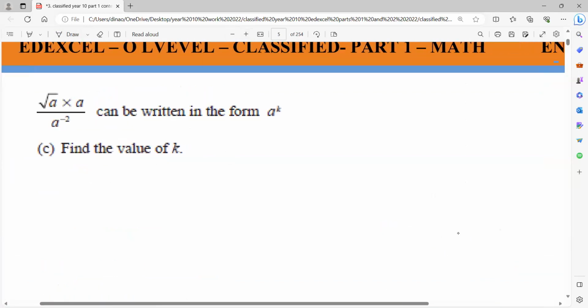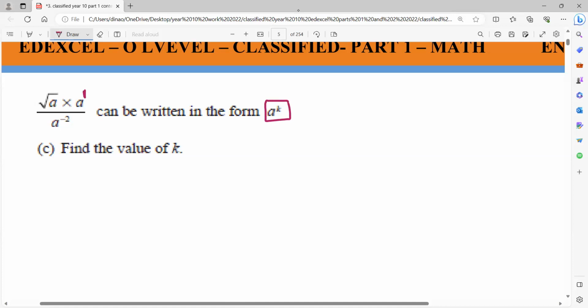Okay, now I am given this fraction, and it says that root a multiplied by a power 1 can be written in the form of a power k. Find the value of k. Now, a combination of operations.